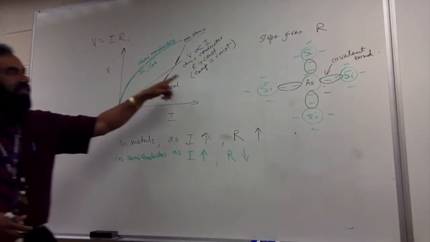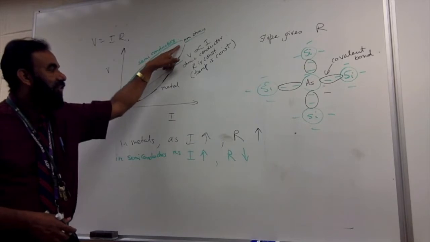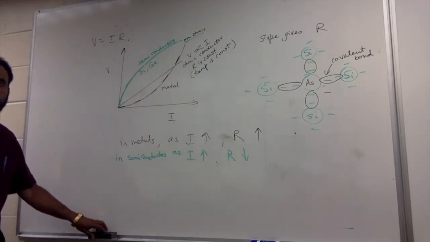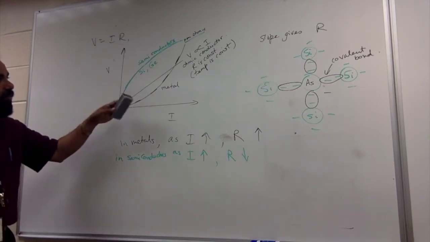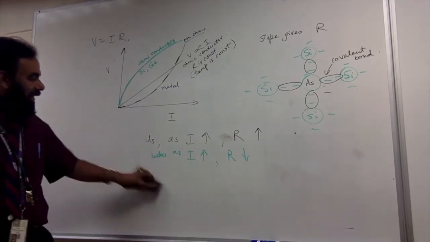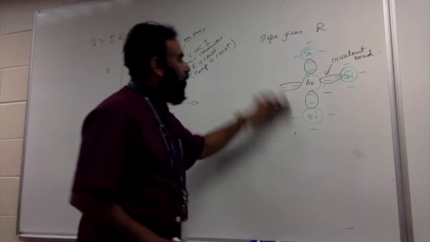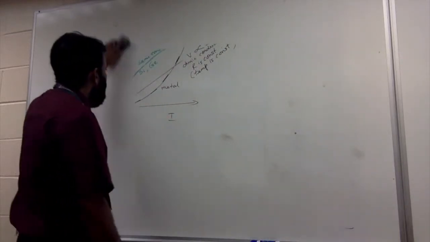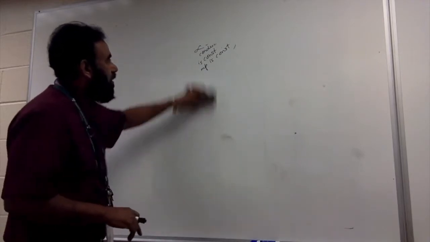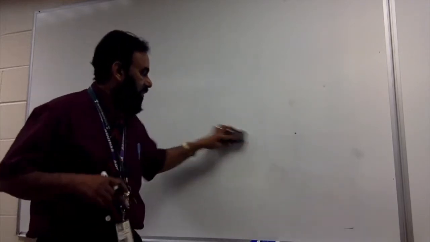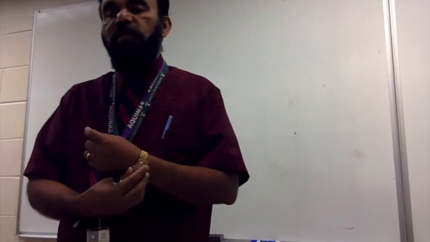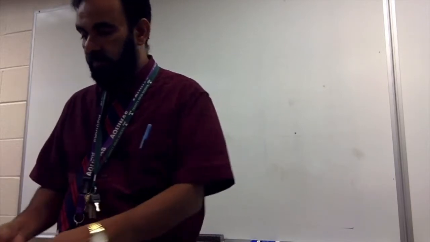If you don't control the temperature, then it can actually go this way. All right, clear? So ohmic conductors, non-ohmic conductors. If you're asked to explain why the resistance of a metal increases and the resistance of a semiconductor decreases when current is made to flow through them, what do you say?